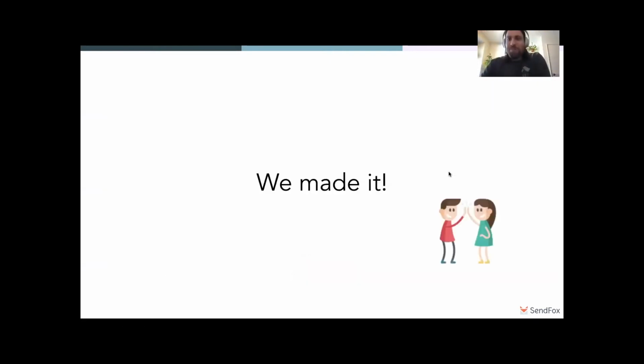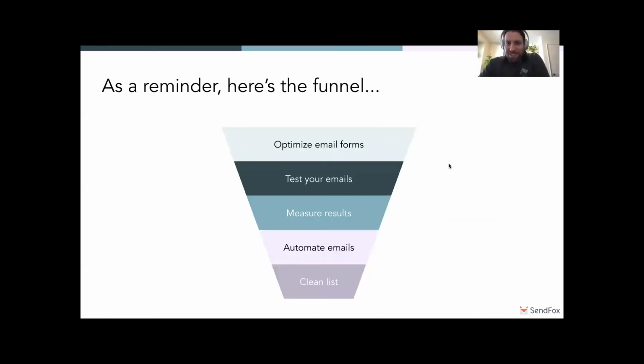Okay, so we made it to the end of this presentation. At a high level, I just want to recount, because we always want to think of the funnel and the high level of why we're talking about what we're talking about. It helps us understand more of the process. The very first thing we're doing is optimizing those email forms. We're making sure we're putting them in the right places and featuring the right types of content.